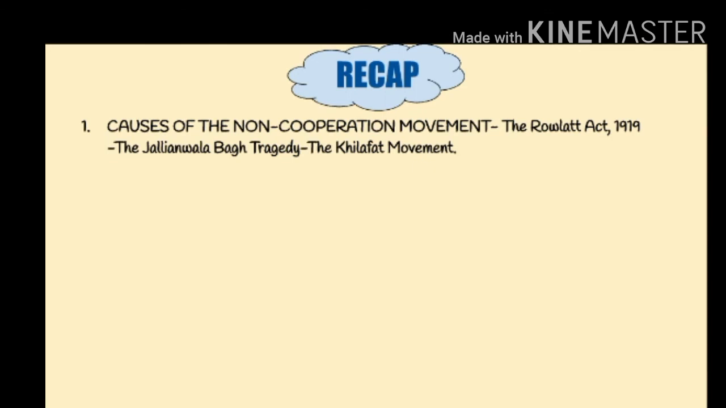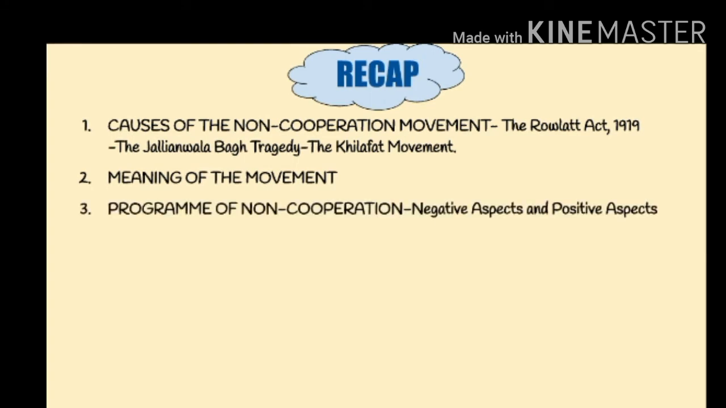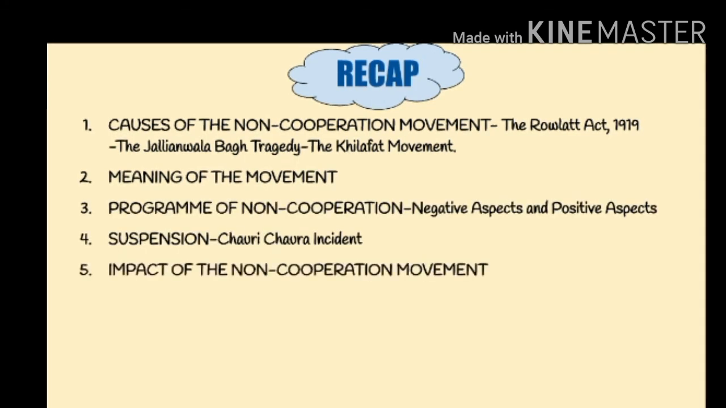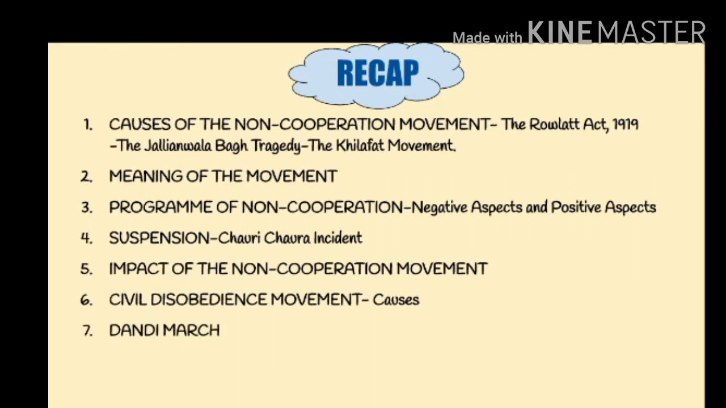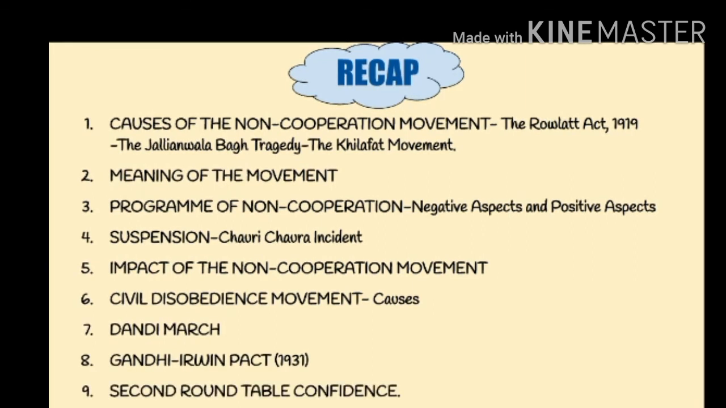So children, in the chapter The National Movement 1919 to 1934, we read about the causes of non-cooperation movement, meaning of the movement, program of non-cooperation movement, suspension of the movement and its impact. We also read about civil disobedience movement, its causes, Gandhi March, Gandhi Pact and Second Roundtable Conference.